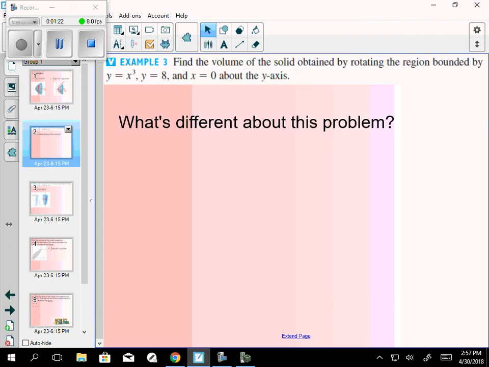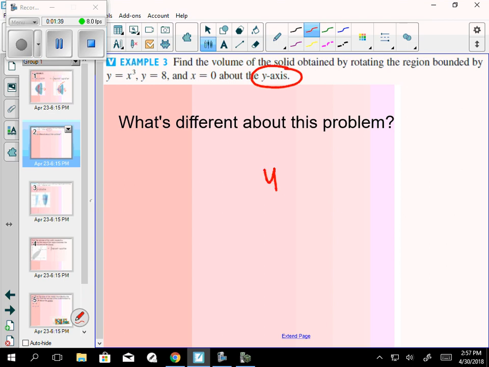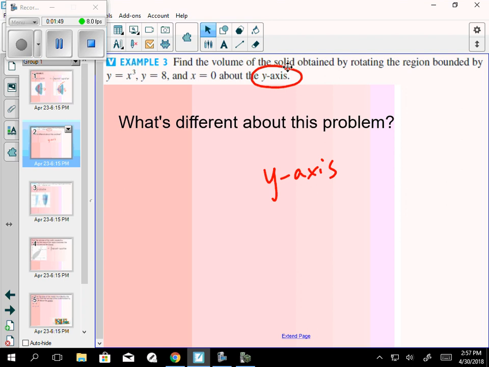Okay, let's look at this example. It says find the volume of a solid obtained by rotating the region bounded by these two functions and x equals 0 about the y-axis. Well, what's different about this problem? The difference is here, now we're rotating around the y-axis instead of the x-axis. So what's going to change about the problem? Well, let's first graph this out and see what it looks like.